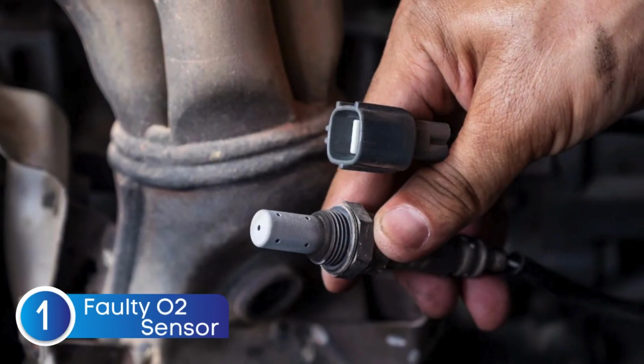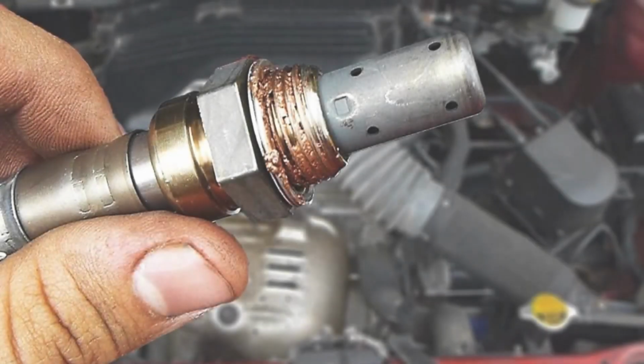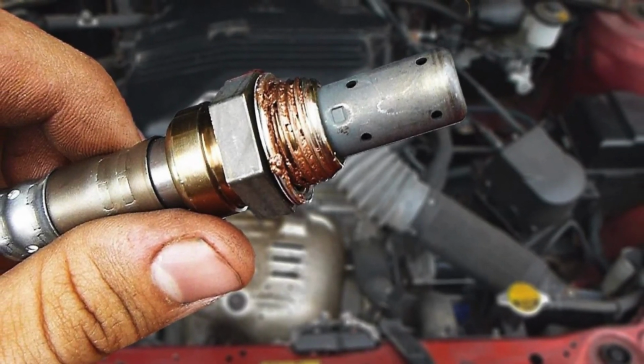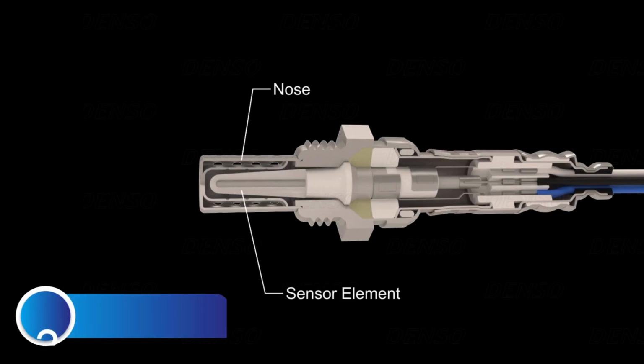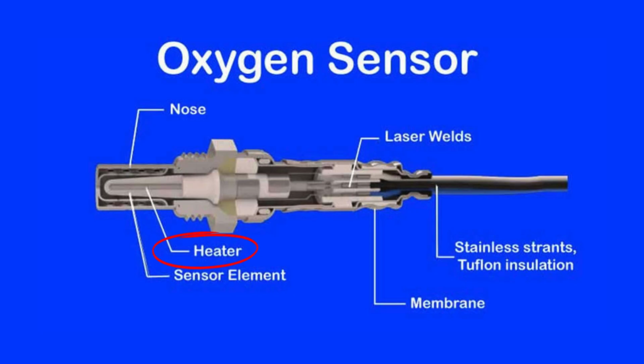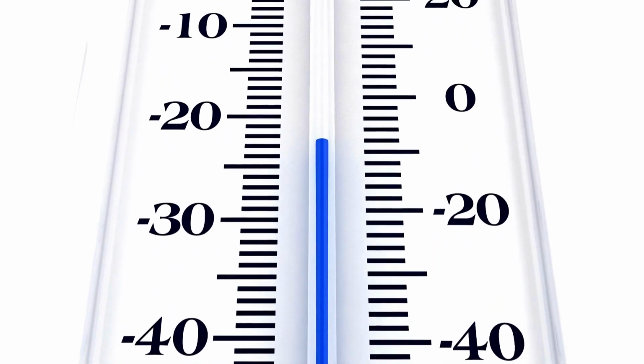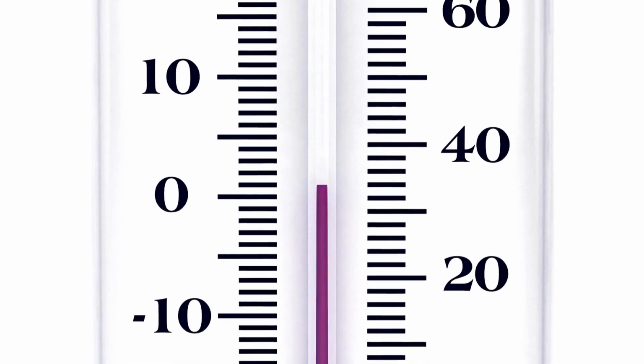The first cause is faulty oxygen sensor. Sometimes the oxygen sensor itself may fail due to wear or contamination. The next cause is faulty oxygen sensor heater circuit. Oxygen sensors need to reach a specific temperature to work effectively, which is why many have an integrated heater. A faulty heater circuit can prevent the sensor from reaching optimal operating temperature, resulting in incorrect readings.